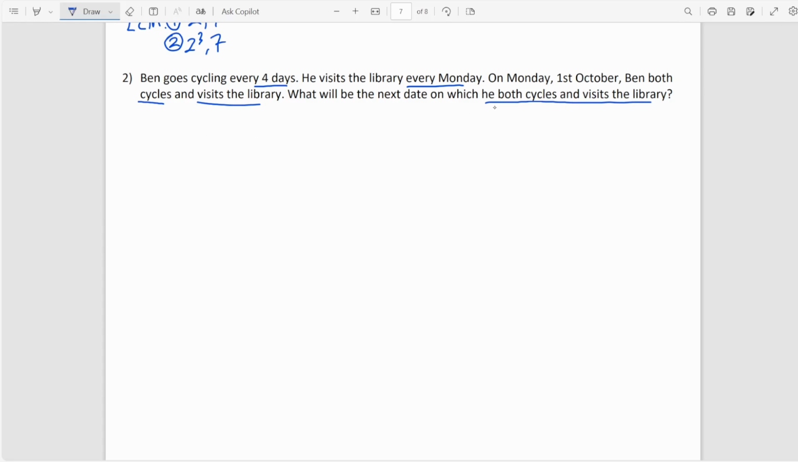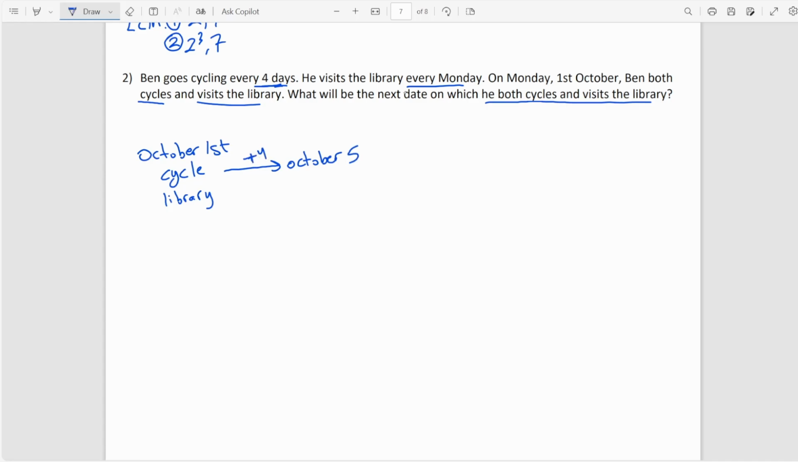So firstly, we know that on October 1st, he did both. So our scenario starts at October 1st, right? He cycled, and he also went to the library. Now, we know that he goes cycling every 4 days. So we can say that the next time he's going to cycle is going to be October 5th. We added 4 days, right?